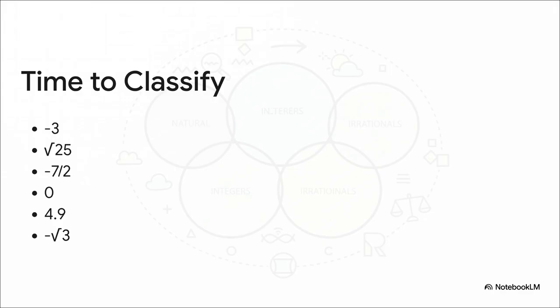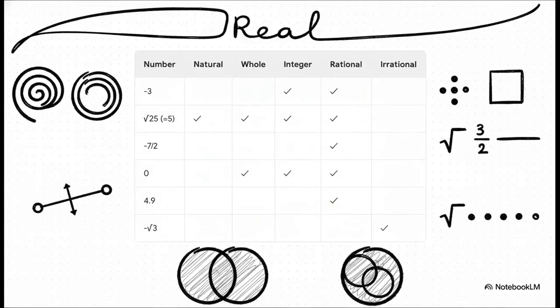Okay, I think you've got it. Time for a little pop quiz. Let's take a look at these 6 numbers and see if we can figure out exactly where they belong in our number family. All right, let's break this down together. First up, -3. That's a classic integer, right? And because it's an integer, it's also a rational number.